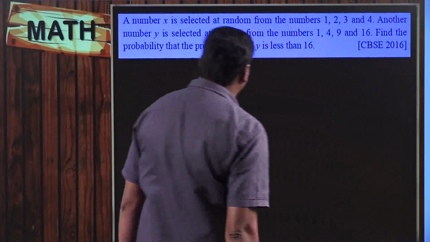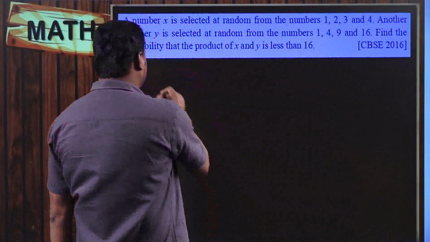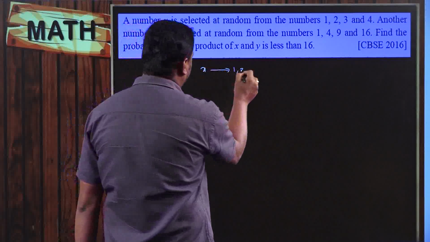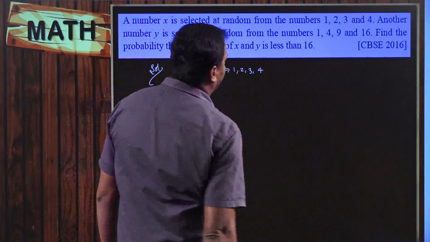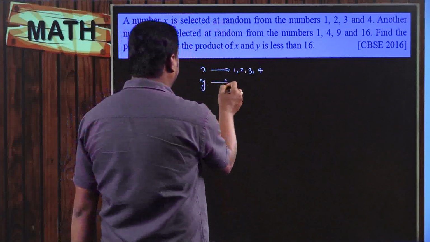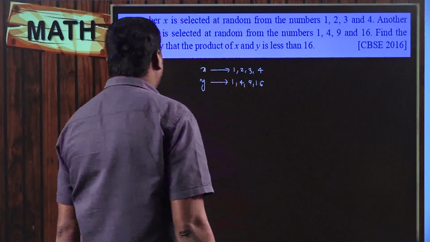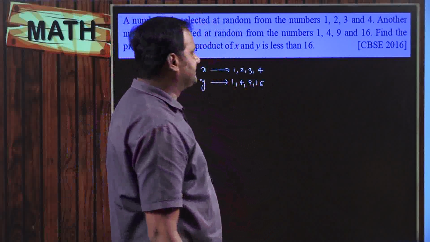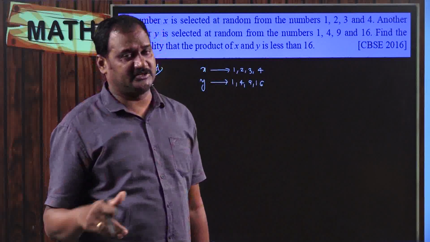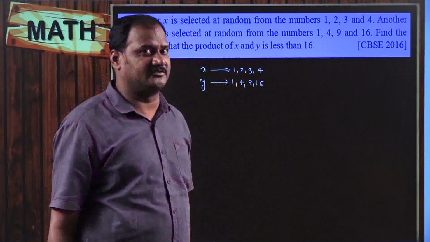Next, coming to the next problem. See here, a number x is selected at random from the numbers 1, 2, 3 and 4. So, x is selected from the numbers 1, 2, 3, 4. And y is selected from the numbers 1, 4, 9, 16. So, find the probability that the product of the numbers x and y is less than 16. See here, what is the total number of outcomes? The total number of outcomes are nothing but these are 4 numbers and these are 4 numbers. So, 4 times 4 is equal to 16.